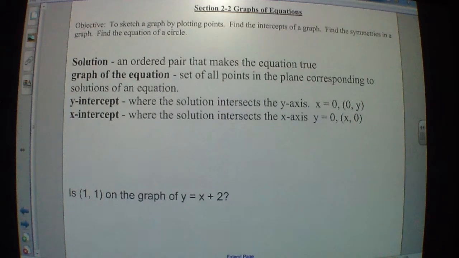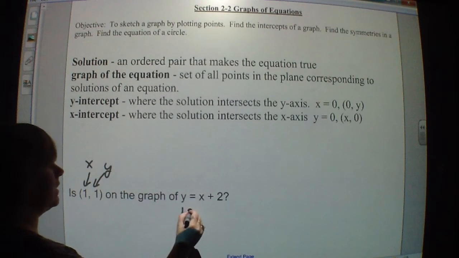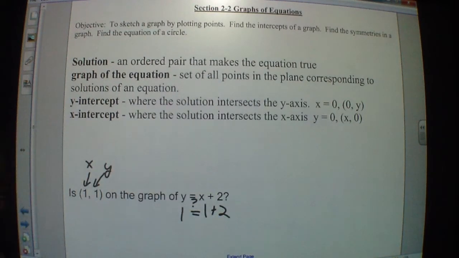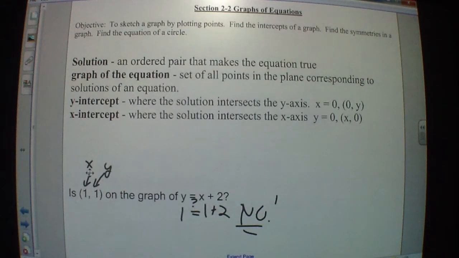X-intercept is where the solution intersects the x-axis. And that's where all the y's are equal to 0. Example, is (1, 1) on the graph of y is equal to x plus 1? Well, remember, this is my x, this is my y. So y, is that equal to 1 plus 2? No. So it's not on the graph, or it's not a solution.